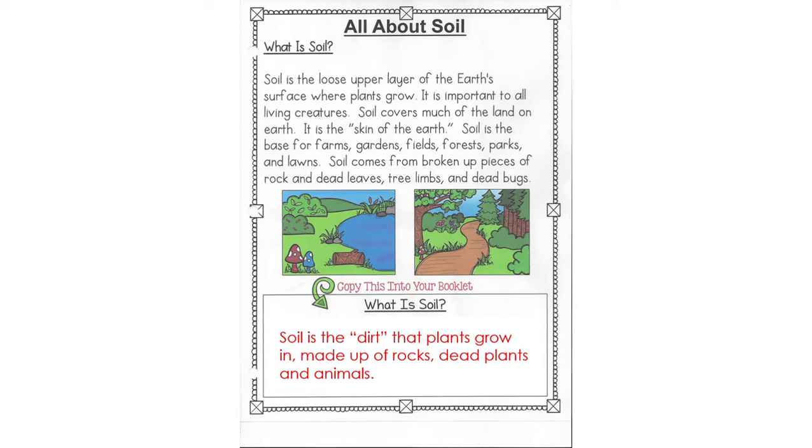So then under those pictures, you see it says, copy this into your booklet. What is soil? That's already in your booklet. Then the red is what we want to copy into your booklet. Soil is the dirt that plants grow in, made up of rocks, dead plants, and animals. So I'm going to ask you to pause the video and write that in. I'm not going to wait for you because everybody writes at a different speed. So pause the video, write that answer on your booklet page. Then once you have written it, you can start the video again and we'll get to the next page.